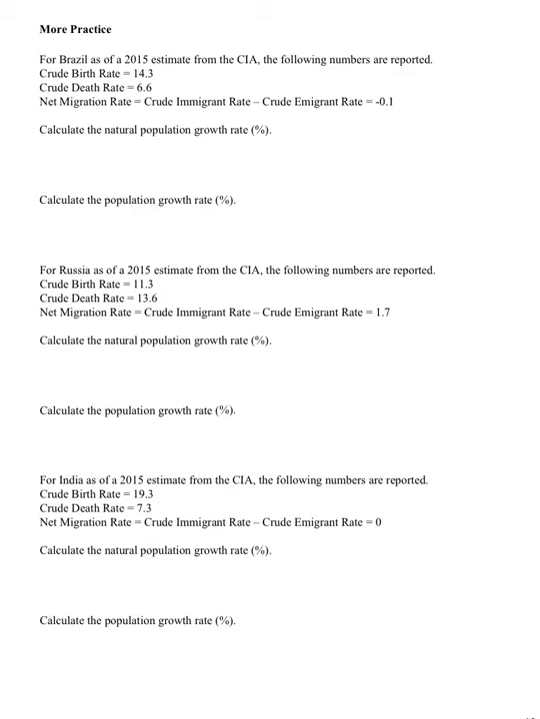So I'm just going to quickly review this idea of how crude birth rate, crude death rate, and net migration rate can be used to figure out population growth. I just wanted to review where this 10 comes from. For this first one, I take 14.3, the birth rate, minus 6.6, the death rate, and I get 7.7. Now I take 7.7 divided by 10, and I get 0.77%. There's my answer for it.